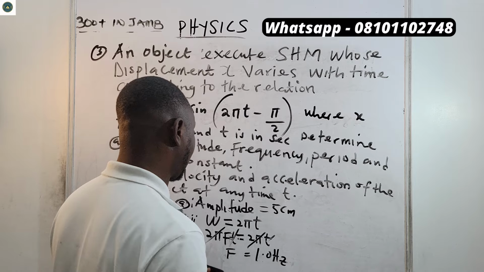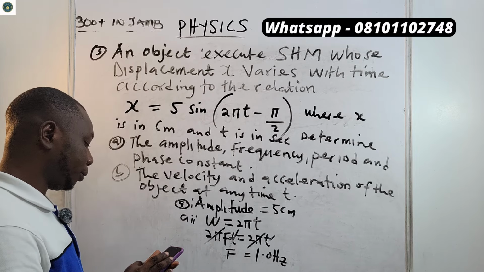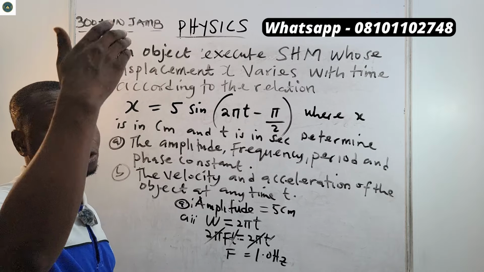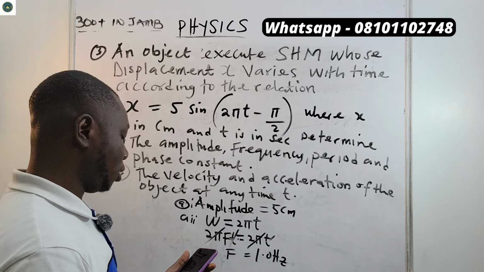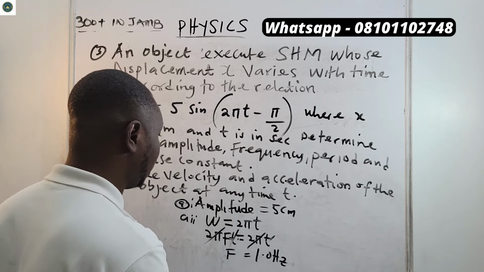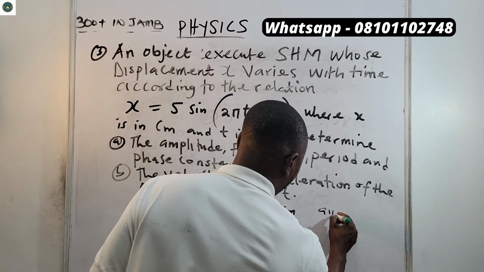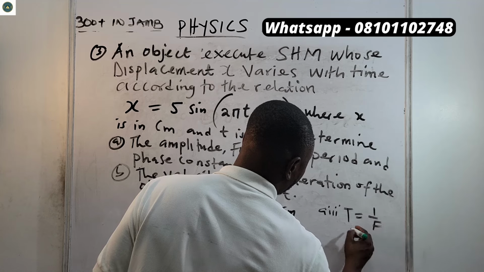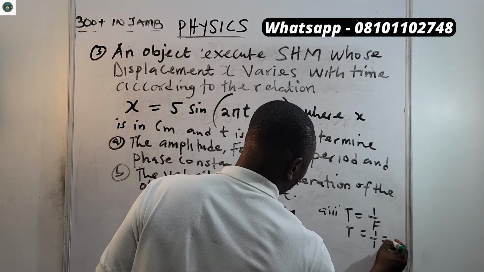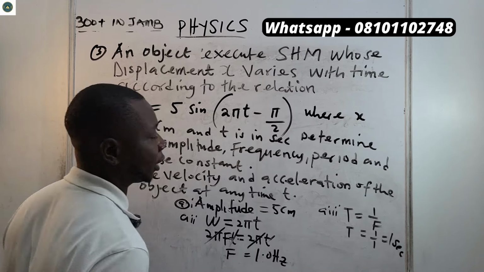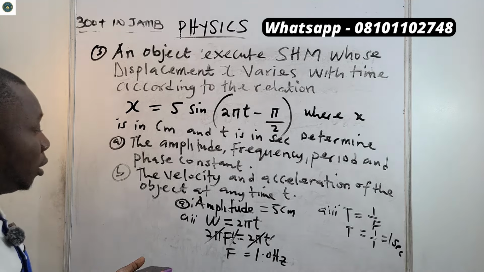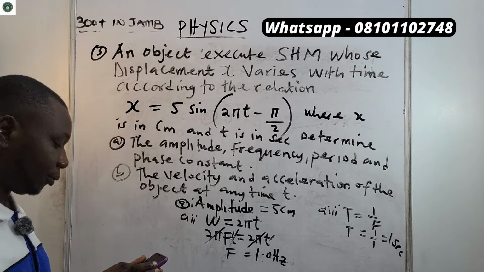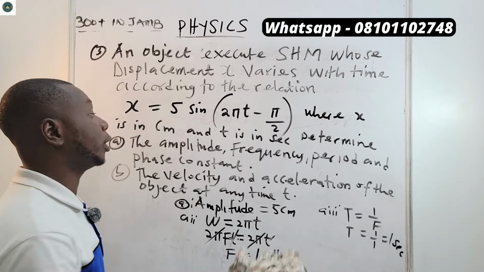Now you have 1.0 Hz. What will equally be the period? Period is just 1 over frequency. So period is 1 over 1, which is 1 second. So the period is also 1 second. Now the next thing is to get the velocity.